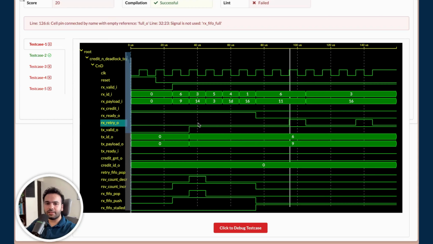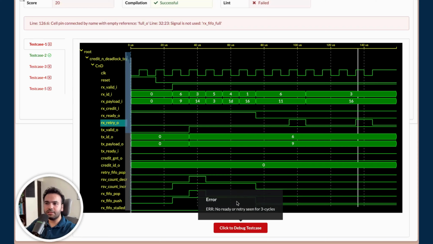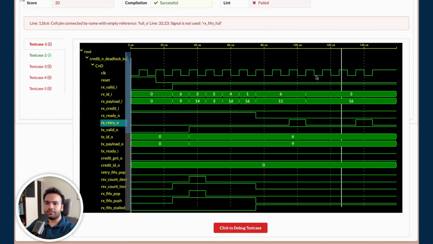So if you take a look at this, the next valid, which is on the next clock cycle itself, the retry comes here and it takes actually 1 clock cycle extra, because if you count the number of clock cycles, it is 1, 2, 3 and 4, which is why the check fires that we should have seen the retry or ready coming at least in the 3 cycle window, which we do not see happening.